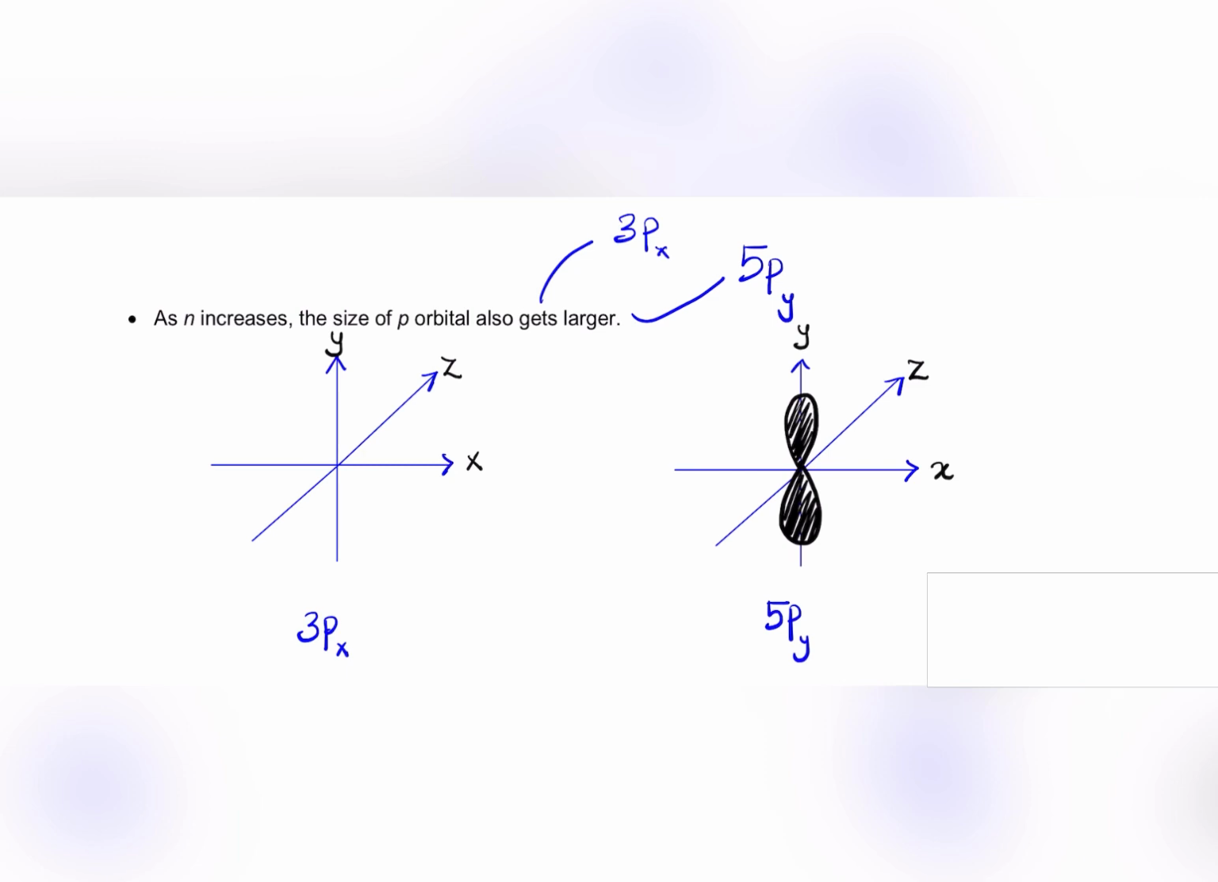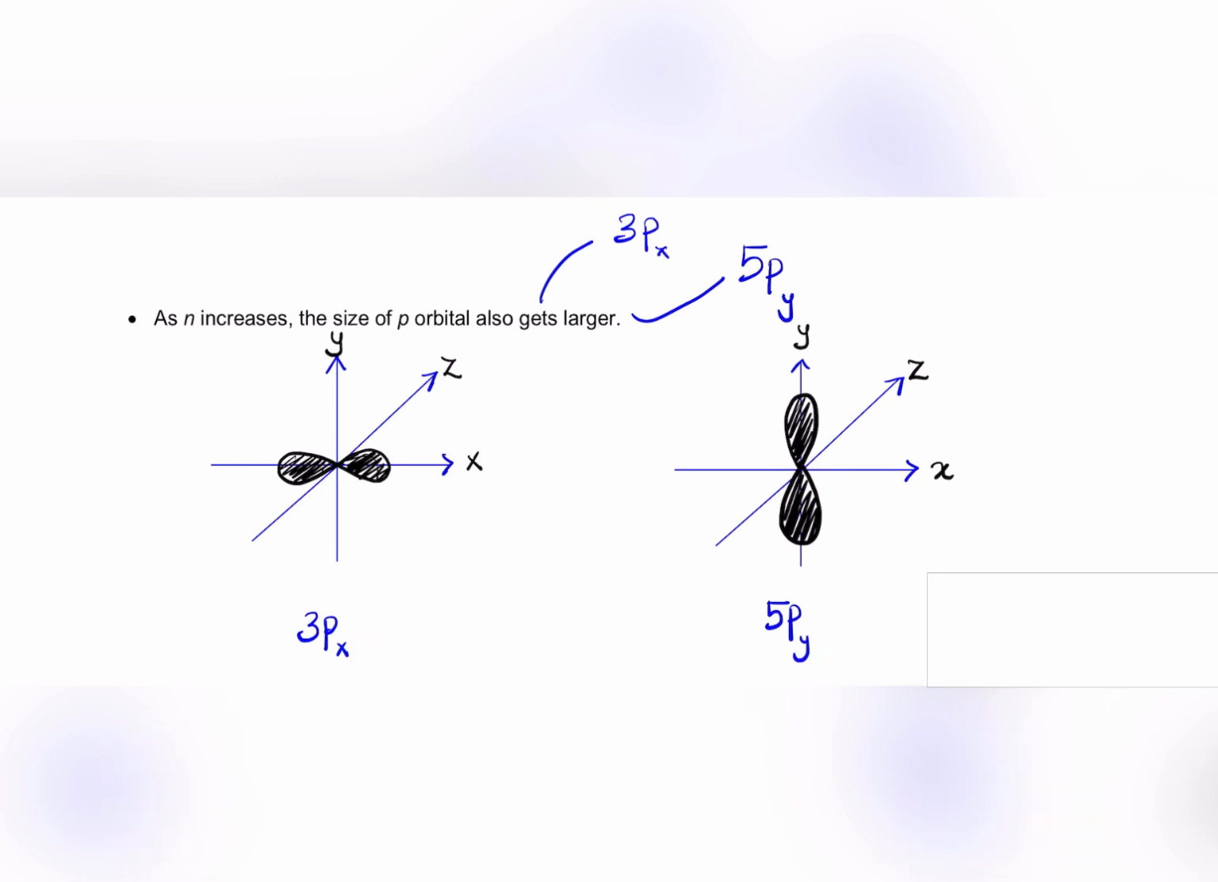So if this is the size for 5p, you have to draw 3p a bit smaller than this one. So I'm going to draw on the x-axis, same shape but different size. So what I have here is this one and then this one. And don't forget to shade your orbital. So this is it for the 2 drawings of 3px and 5py.